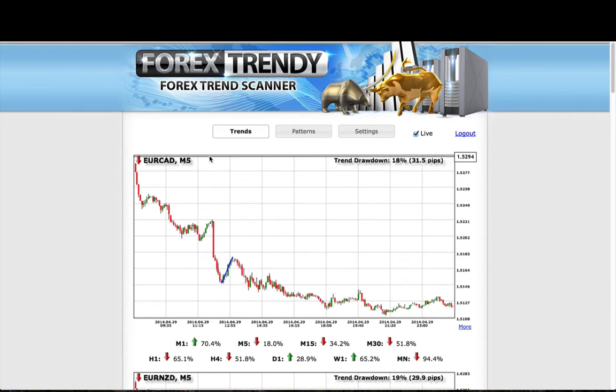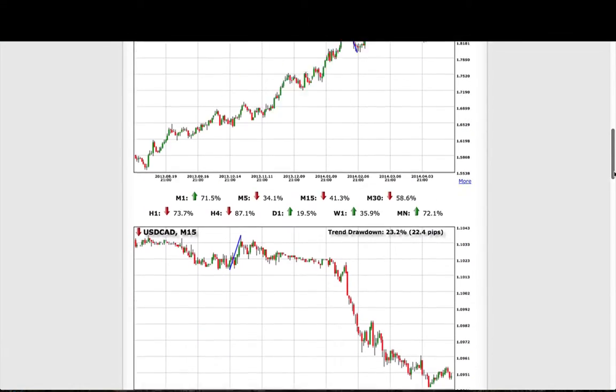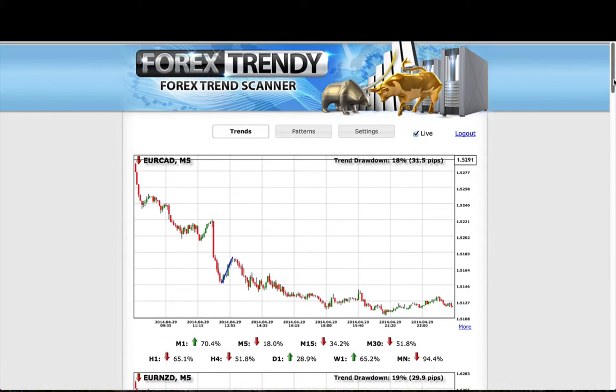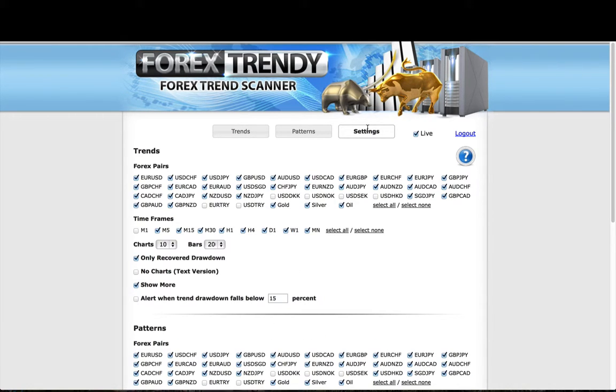Of course, we're looking at a 5-minute chart here. But let's walk through it. This is, of course, what the tool looks like. It's web-based. So let's have a look at some of the settings. So first of all, you've really got the idea.